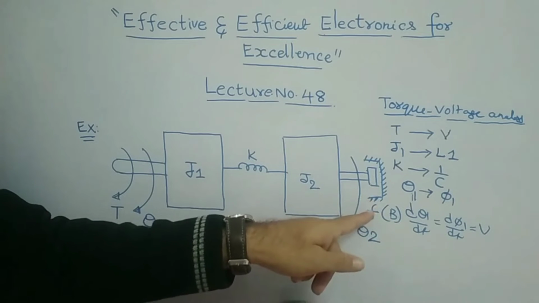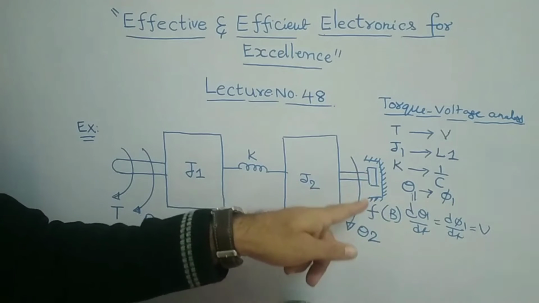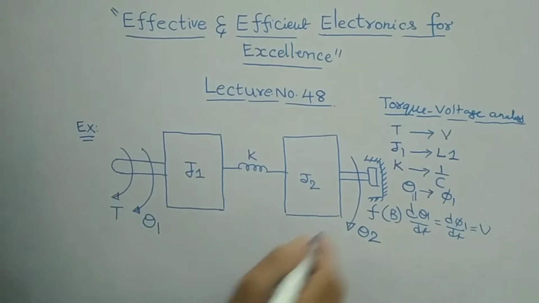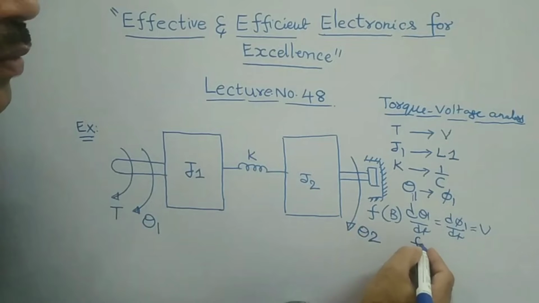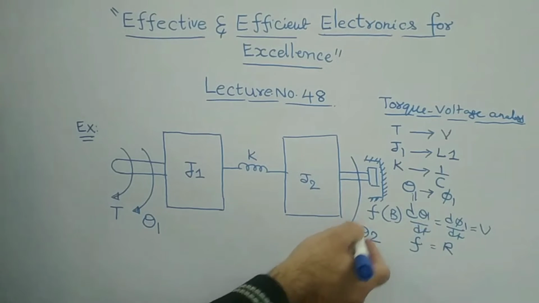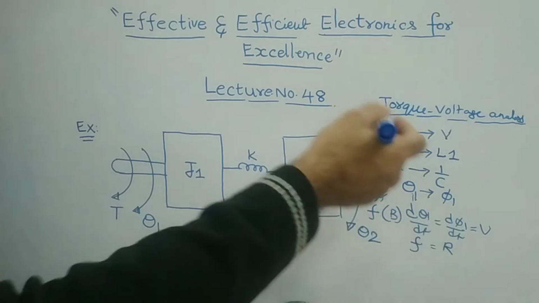As F is given in the problem, we also consider F. F is nothing but our resistance. I will write it here: this F is converted as resistance, and theta 2 is the same as phi 2, like that. These are the conversions.